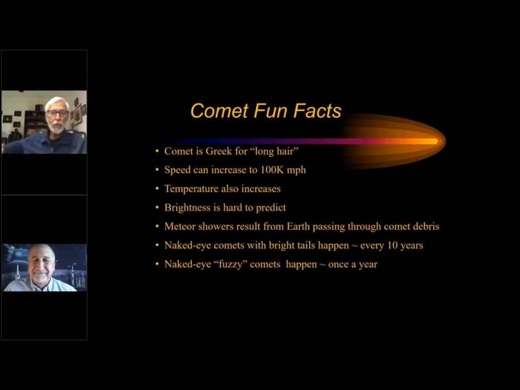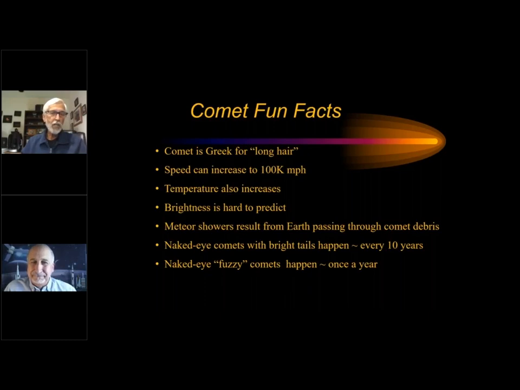Okay, those that are ejected towards the sun get caught up in its gravitational pull, and the speeds can go from as little as 2,000 miles an hour to, I want to say, 100,000 miles an hour. And coincidentally with that, the temperature of this dirty snowball starts to increase, and it starts shedding some of its components.